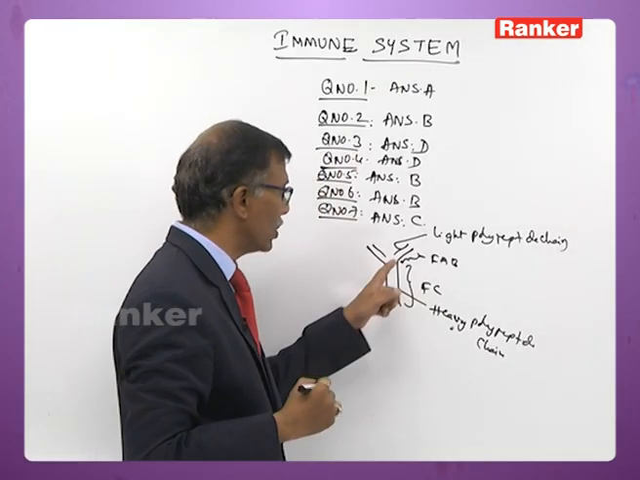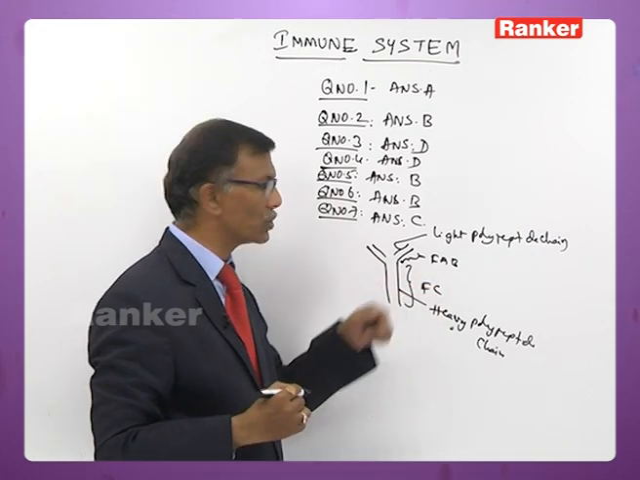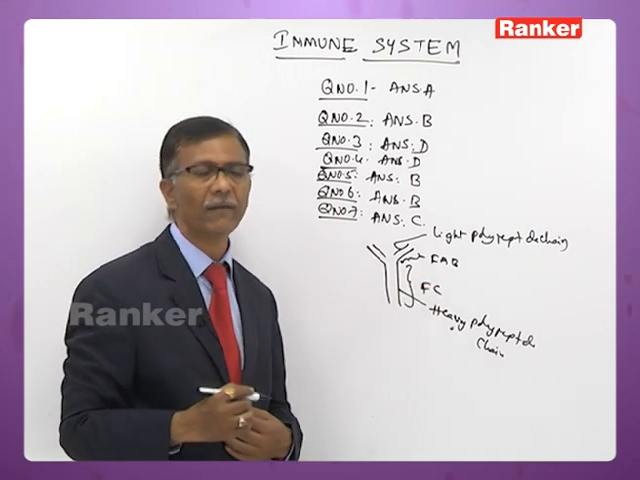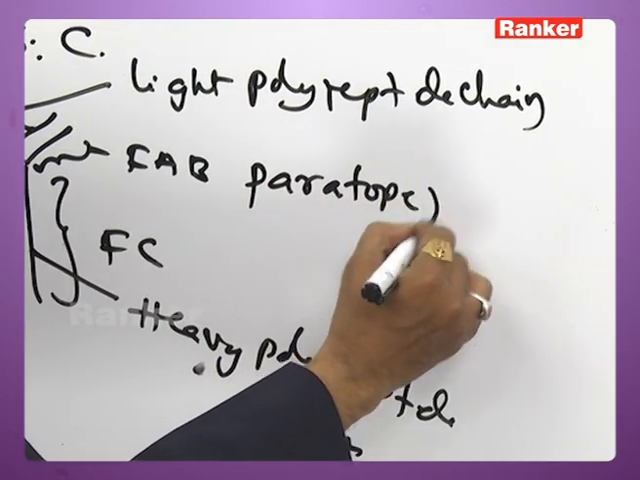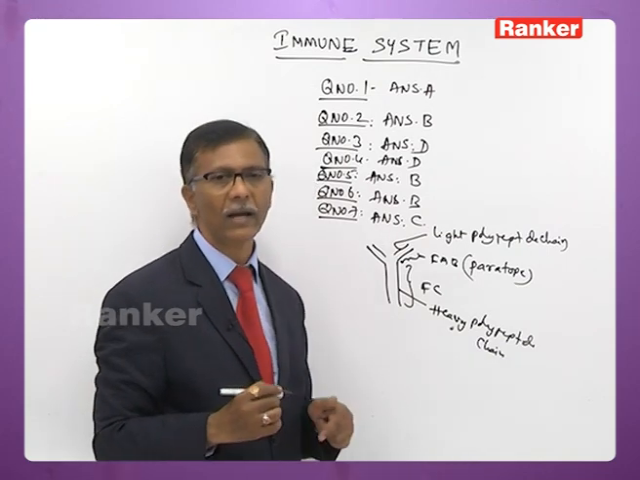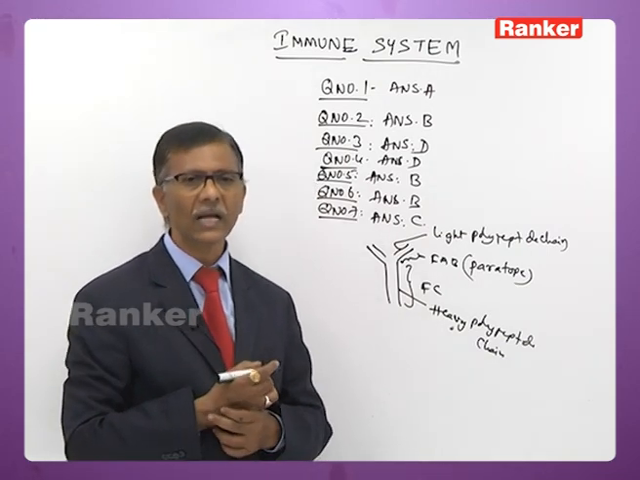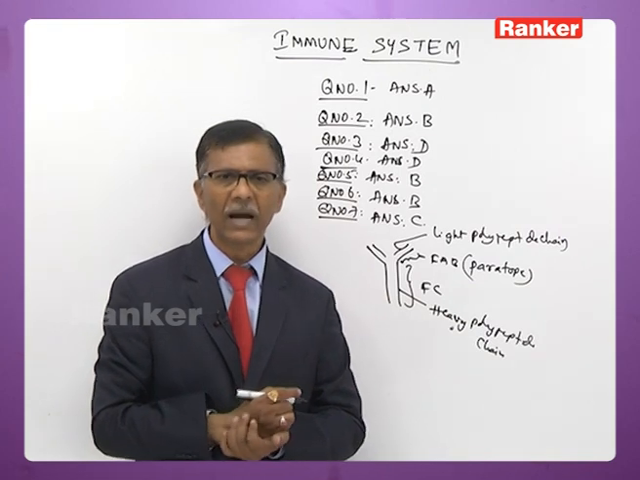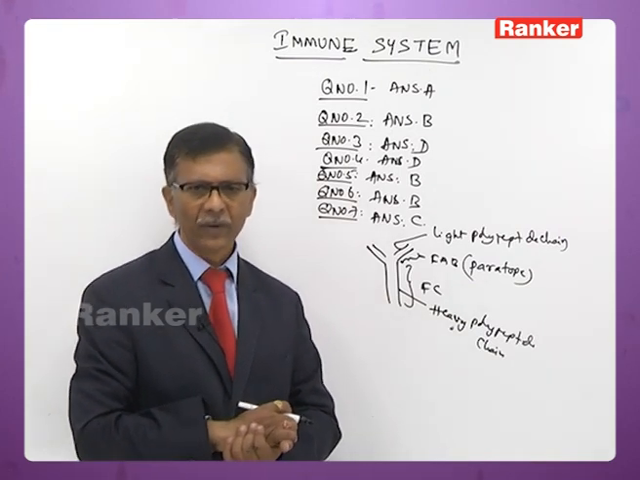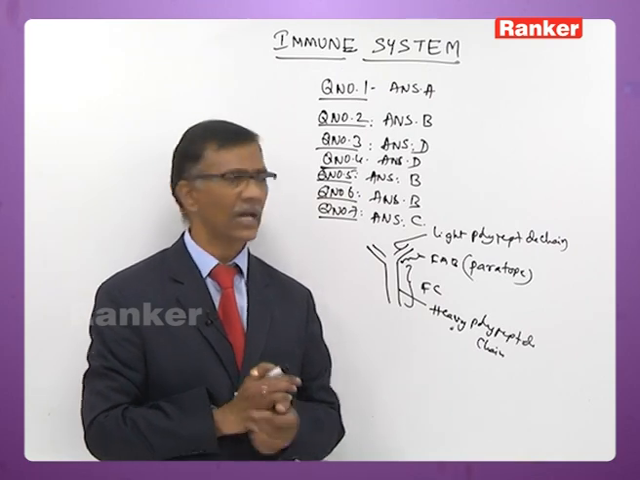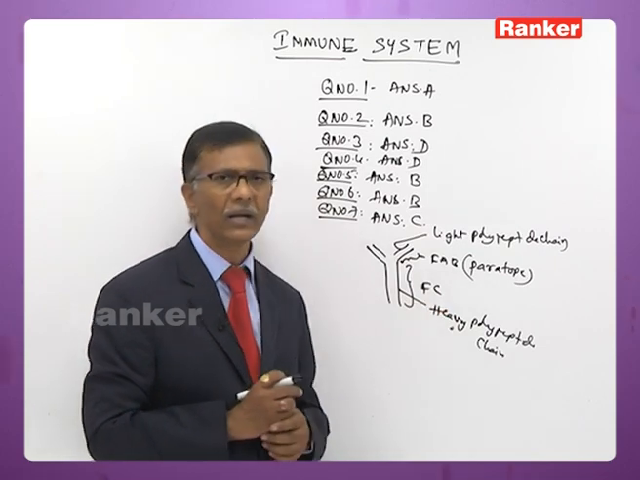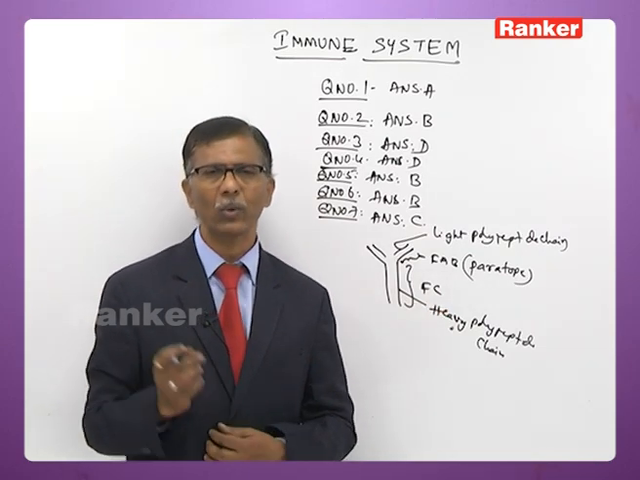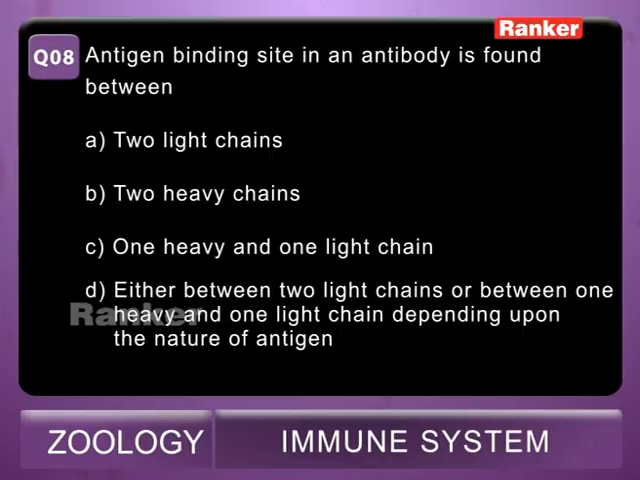So heavy chain and light chain, both of them constitute Fab end, that is antigen binding fragment, which is also called paratope. So paratope or Fab end is a part of antibody to which the antigen gets stuck. So as per the question, antigen binding site in antibody is found between, so C should be the correct option, one heavy chain and one light chain. This is the heavy chain, the other one is the light chain. Both of them collectively form Fab end, antigen binding fragment or paratope to which the antigen is stuck. So here, eighth question, correct answer is C.